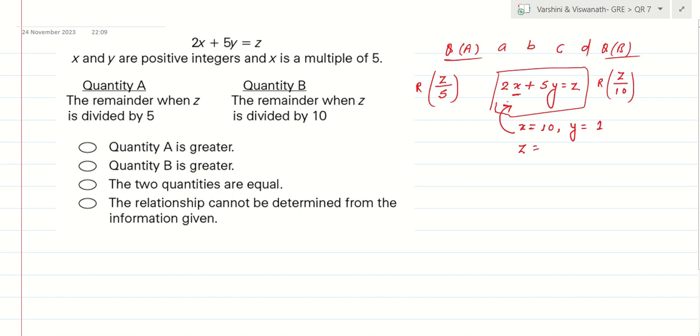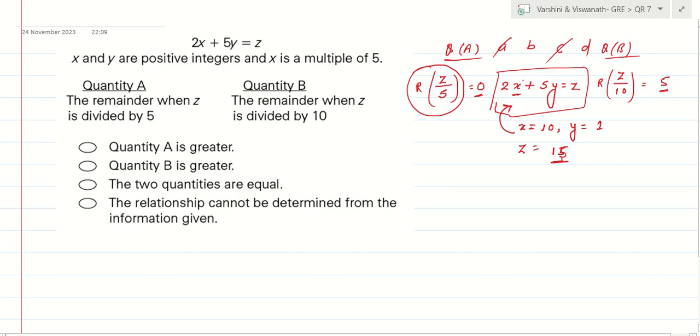Z equals how much? 50, right? Now plug in. How much will we get here in the quantity A? 0. What about here? 5, no? Remainder is 5. I mean, if we take 15, remainder is 5, no? So which two options can be eliminated? A will be eliminated and C will be eliminated.